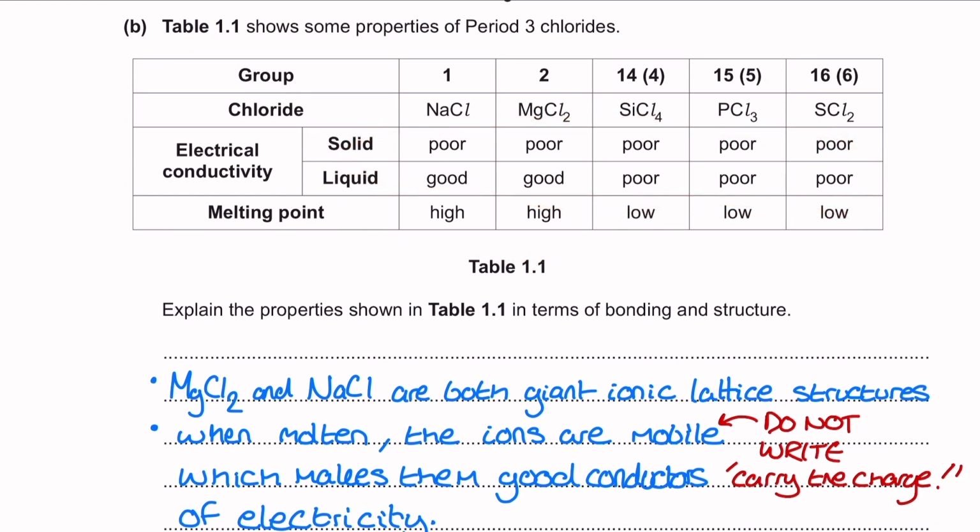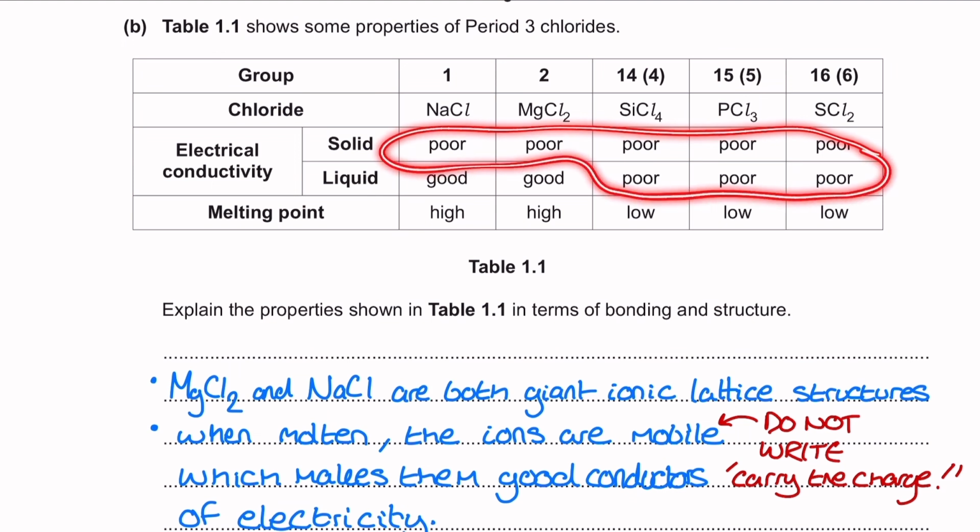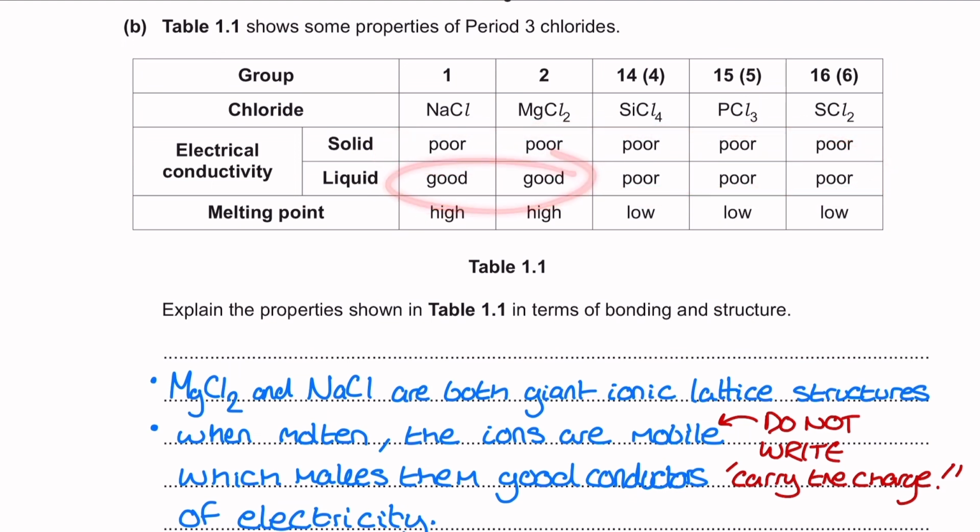Now, in explaining the electrical conductivity difference, I want to focus on the only difference here, which is that we've got good electrical conductivity when it comes to the giant ionic lattice structures in there. Poor is seen throughout all the rest of the others, so I'm going to focus on this being a difference just here.